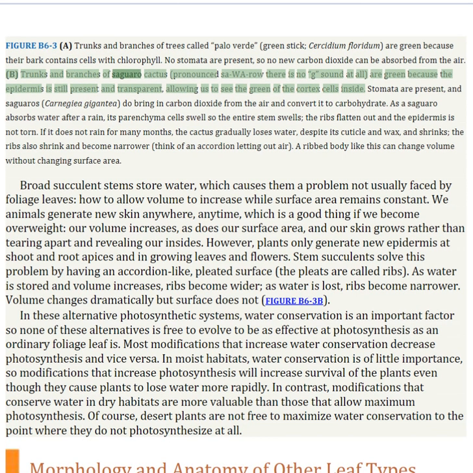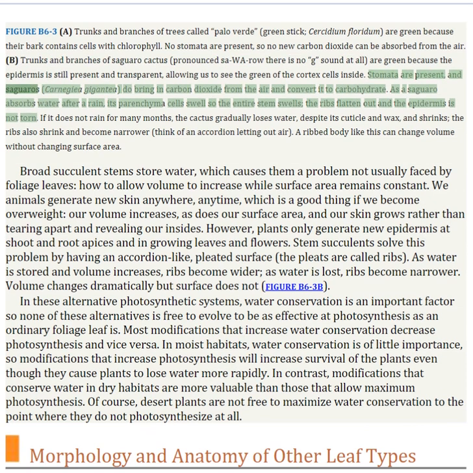Trunks and branches of saguaro cactus are green because the epidermis is still present and transparent, allowing us to see the green of the cortex cells inside. Stomata are present, and saguaros do bring in carbon dioxide from the air and convert it to carbohydrate. As a saguaro absorbs water after a rain, its parenchyma cells swell so the entire stem swells, the ribs flatten out and the epidermis is not torn.